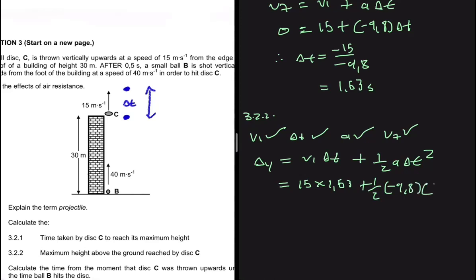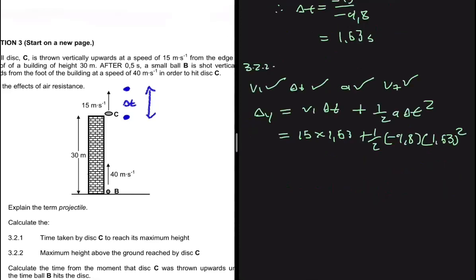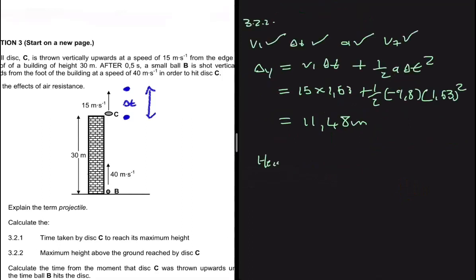Delta t, we have 1.53 squared. If you put that in your calculator, you're going to get 11.48 meters, right? So the height will be equal to 30 meters plus 11.48 meters, which will be equal to 41.48 meters. So that is the maximum height above the ground reached by disk C, right?